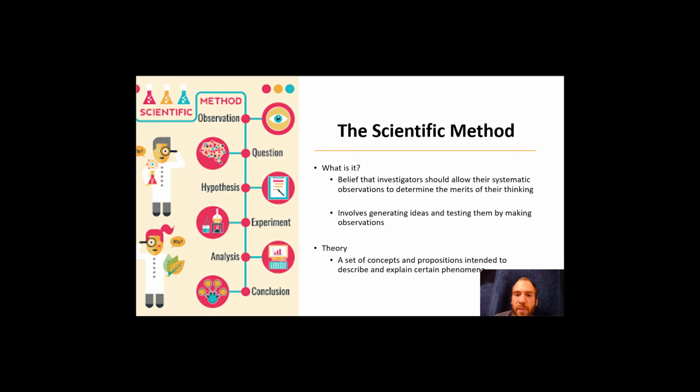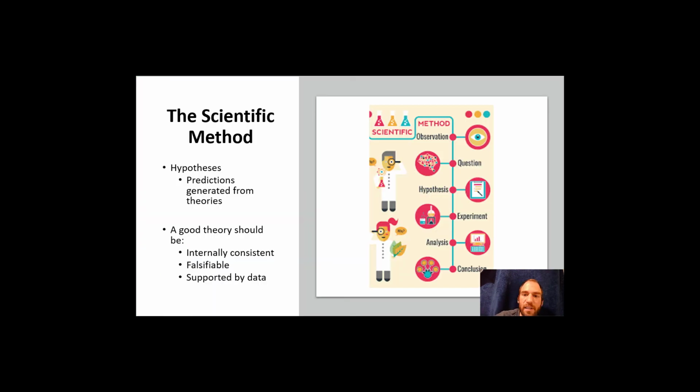Okay, now the scientific method is kind of basic stuff, but what is it? Belief that investigators should allow their systematic observation to determine the merits of their thinking. Theory: a set of concepts and propositions intended to describe and explain certain phenomena. Don't really need to go into much detail here. Scientific methods: hypotheses, predictions generated from theories. So usually people colloquially say theory is kind of an idea, but really theories are a collection of a vast amount of hypotheses that take forever to develop. So theories contain within them certain hypotheses because they believe certain outcomes are going to occur.